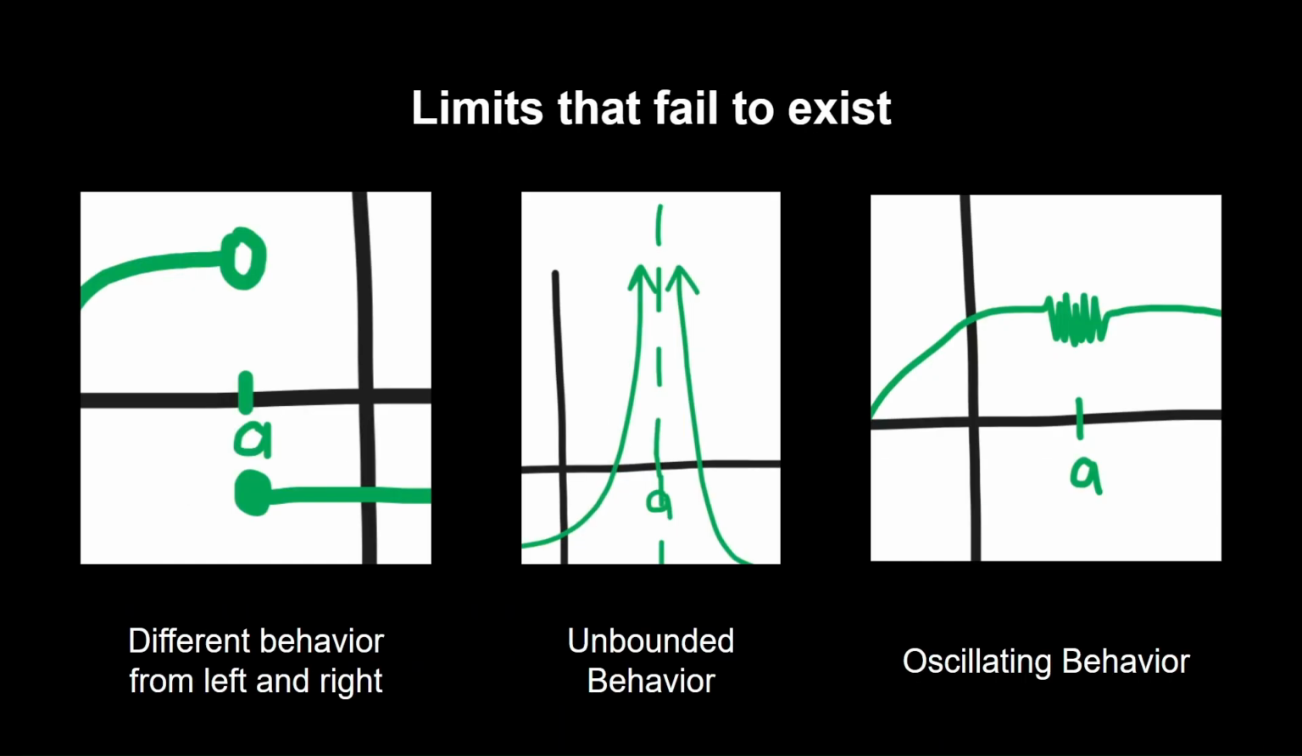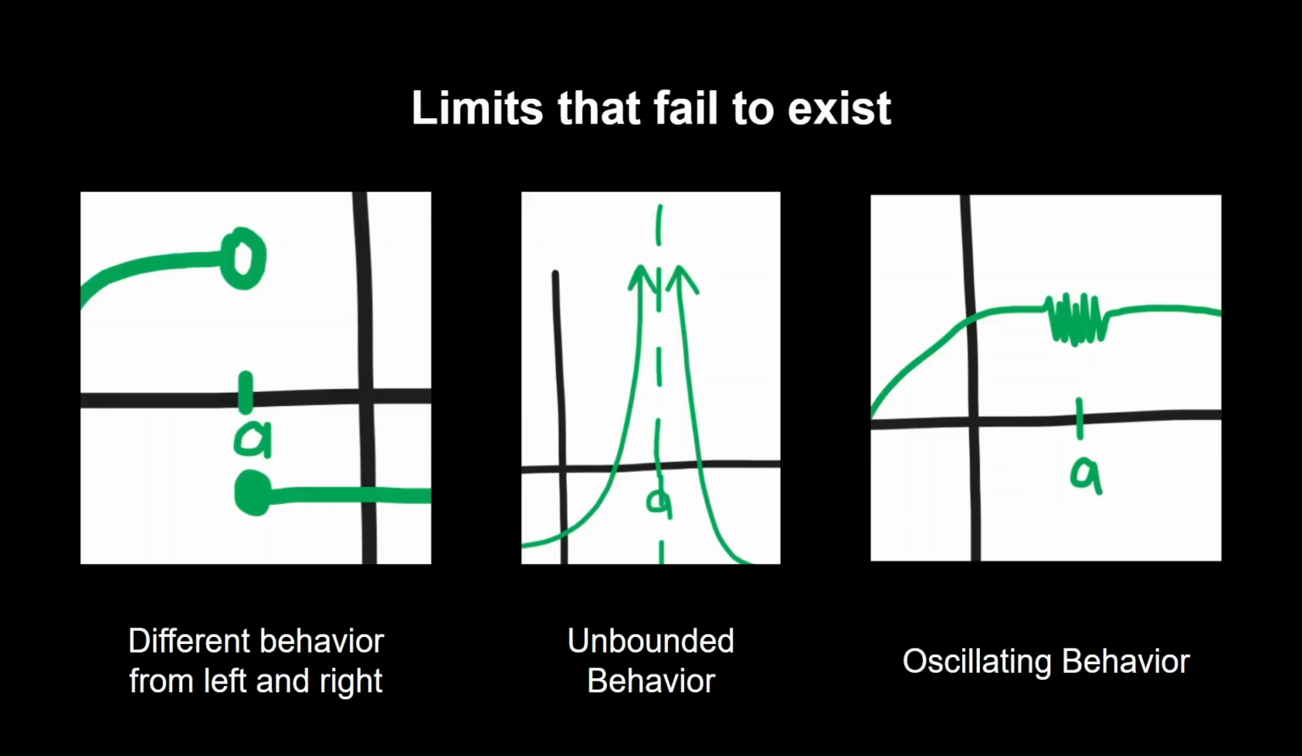So here are other limits that fail to exist. You have different behavior from left and right. We already kind of covered that, but that also goes for things that look like a hole and then it continues again at another point below. That's mostly for piecewise functions. The middle one, unbounded behavior, is just when it shoots up and has a vertical asymptote from both sides. It'll shoot up to infinity, but it never really actually connects at a value in the middle. It just shoots over to infinity.